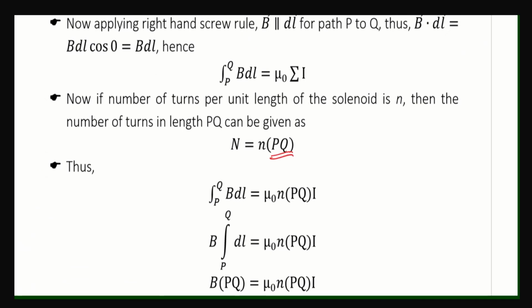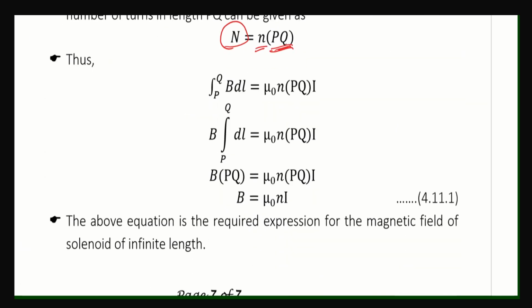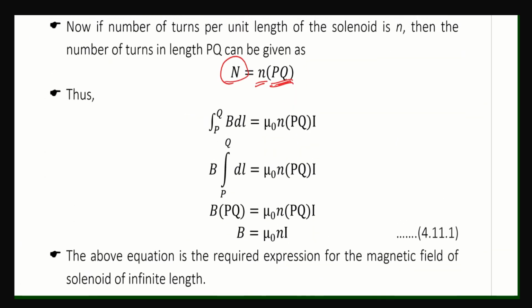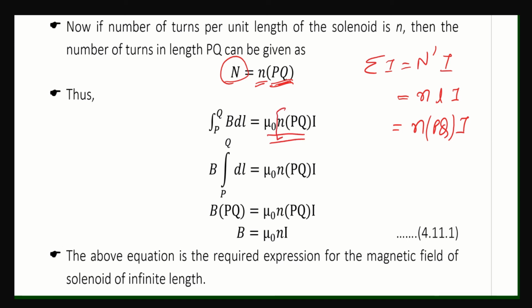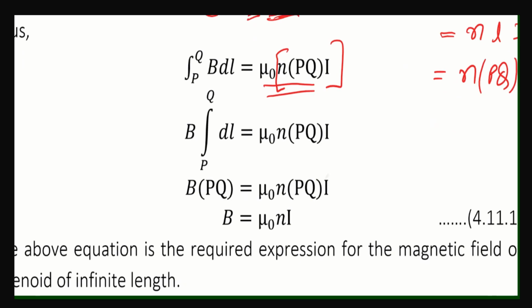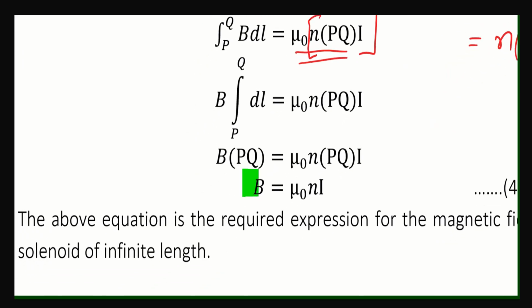Say PQ is the length, so the number of turns per unit length into length will give me the number of turns inside the Amperian loop. Substitute. So what is sigma I? Sigma I is the number of turns into the current in each turn, so the number per unit length into current. Instead of L, PQ is taken. This is sigma I, and ultimately on simplification we get B is equal to mu 0 n I. And earlier also we had the same expression.